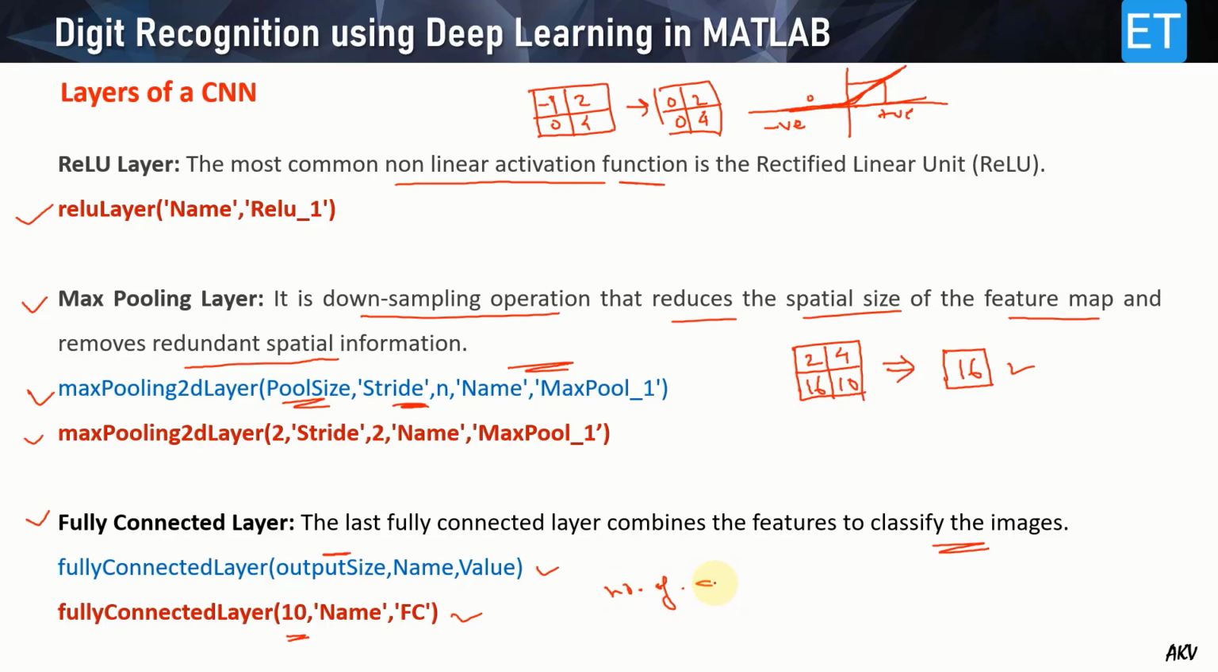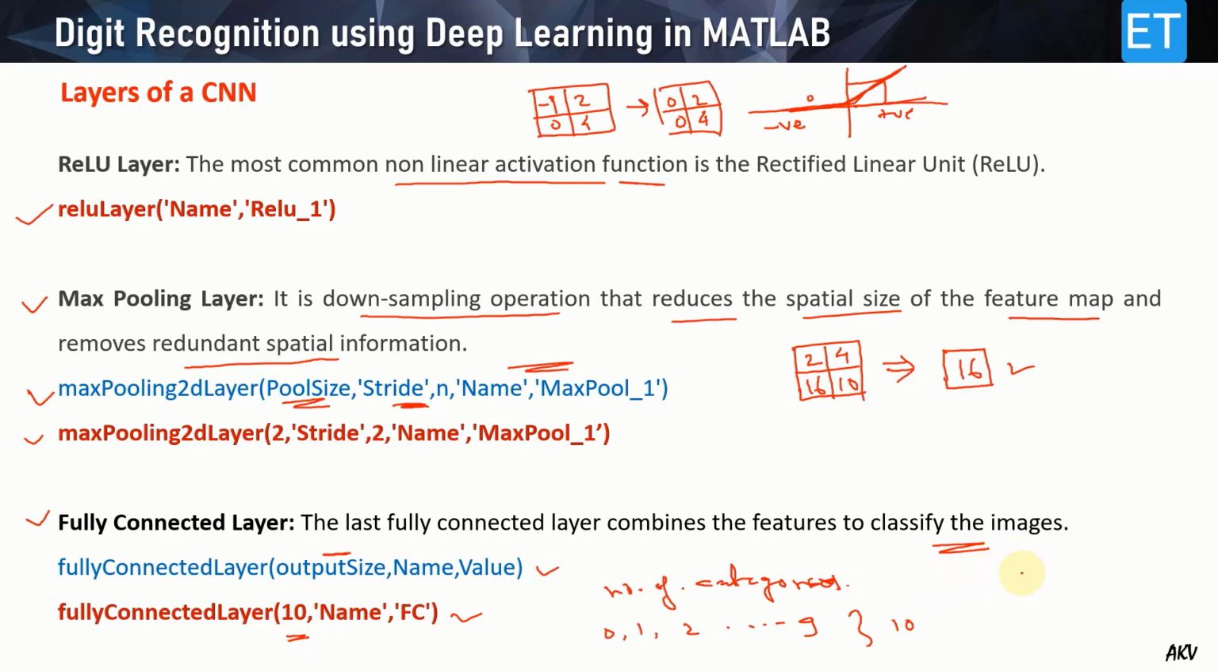Okay, the number of classifications, or you can say the number of categories. In this case of digit classification, I have a total of 10 cases, from 0, 1, 2 to 9. So these are a total of 10 outputs. That's why I'm taking 10 here as the output size.